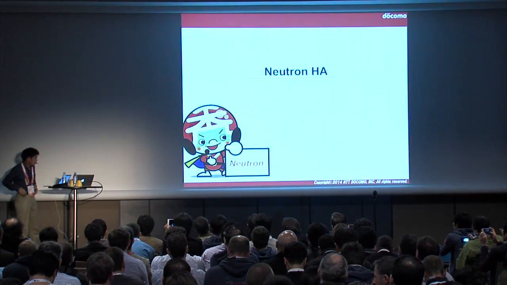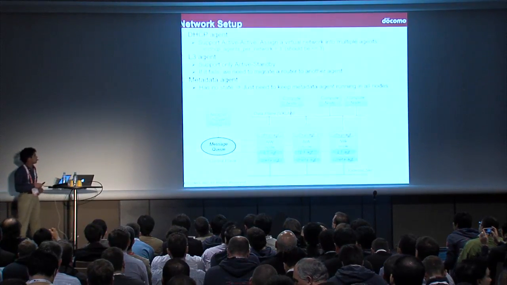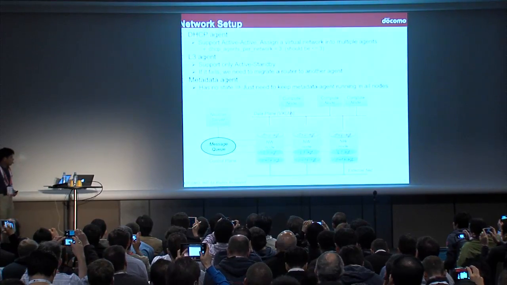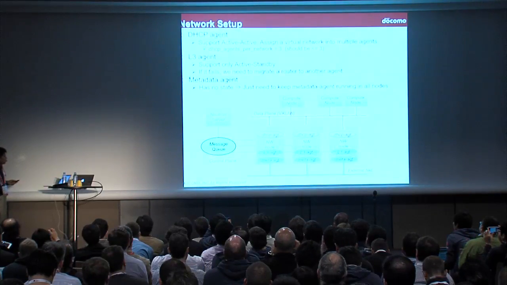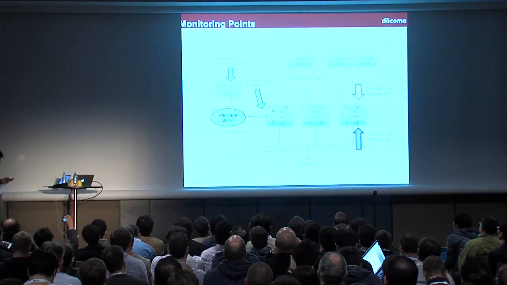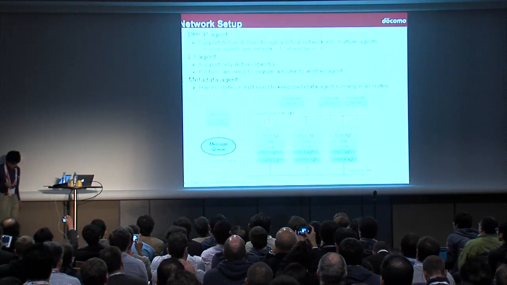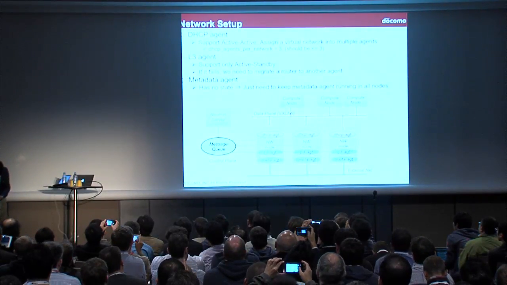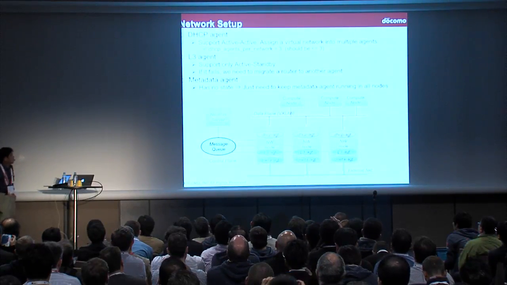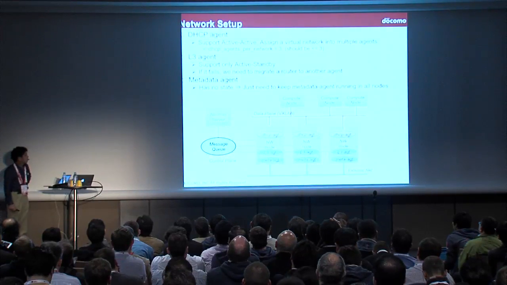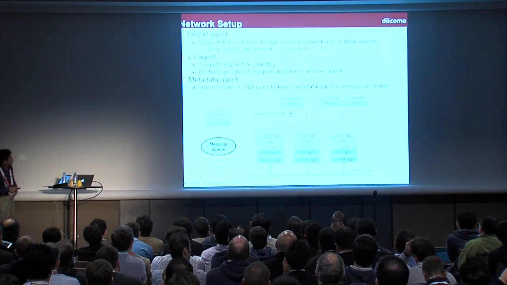Okay, I'd like to talk about the Neutron HA. At first, I'd like to explain the network node setup and the basic strategy for HA for each network node. Neutron has several agents: DHCP agent, L3 agent, metadata agent. These are required for basic operation of Neutron network.